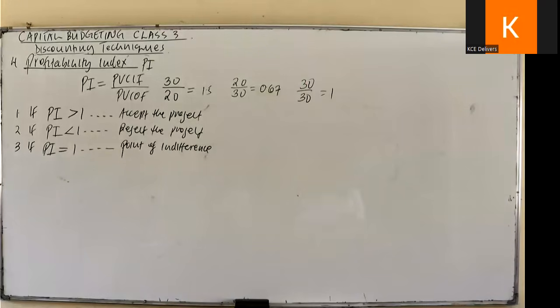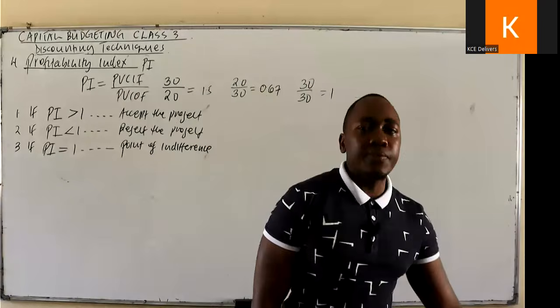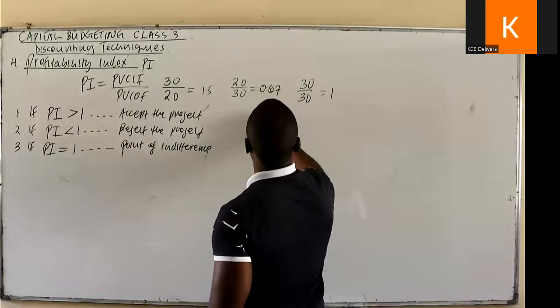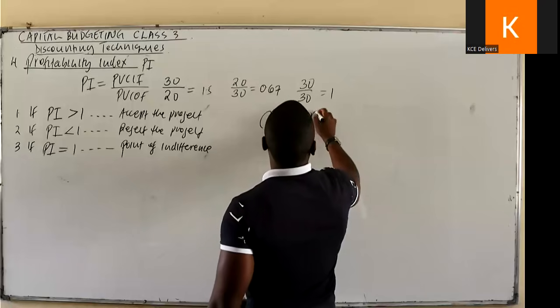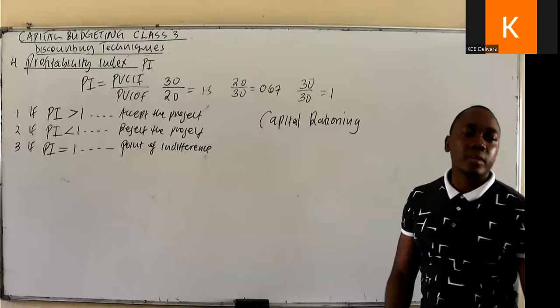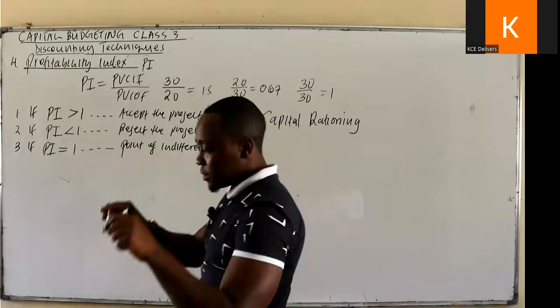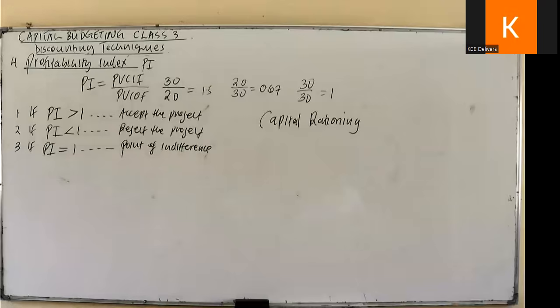PI, that means the profitability index. PI is applied when the company is facing capital rationing. So now I want us to define capital rationing. Subheading: capital rationing.